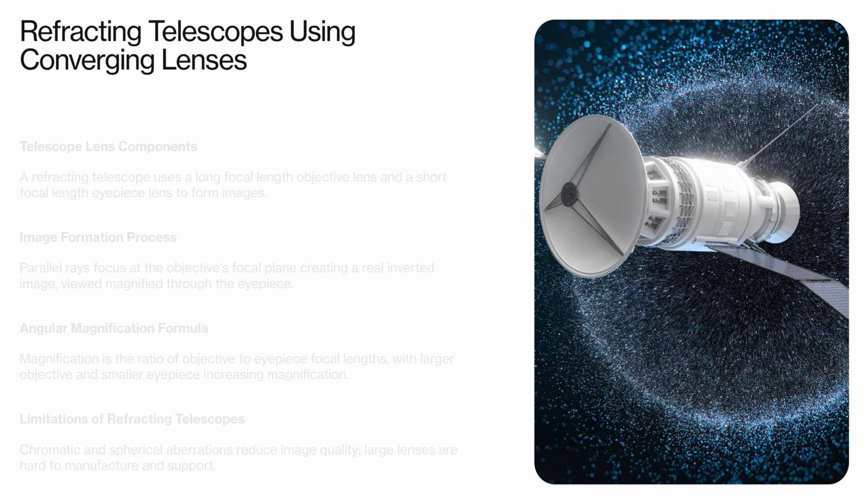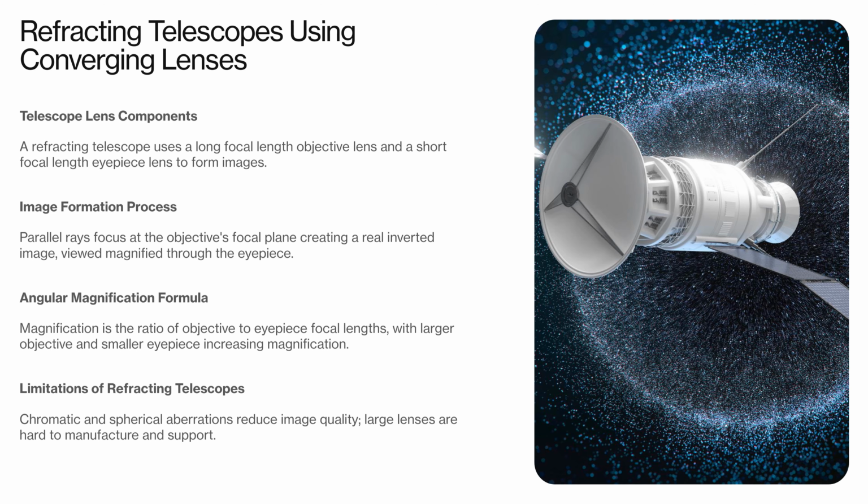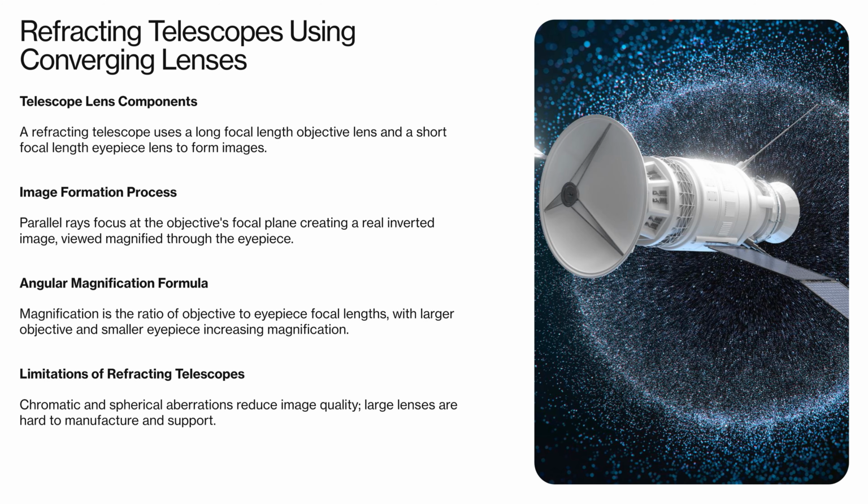A refracting telescope consists of two converging lenses, a long focal length objective lens and a short focal length eyepiece lens. In this arrangement, parallel rays from a distant object are brought to a focus at the focal plane of the objective lens, forming a real, inverted image. This image is then viewed through the eyepiece, which acts as a magnifying glass to produce a final virtual image at infinity, allowing the eye to observe without strain.